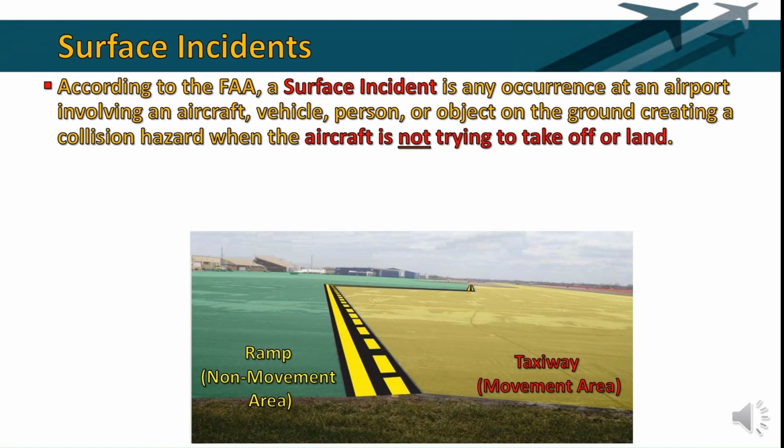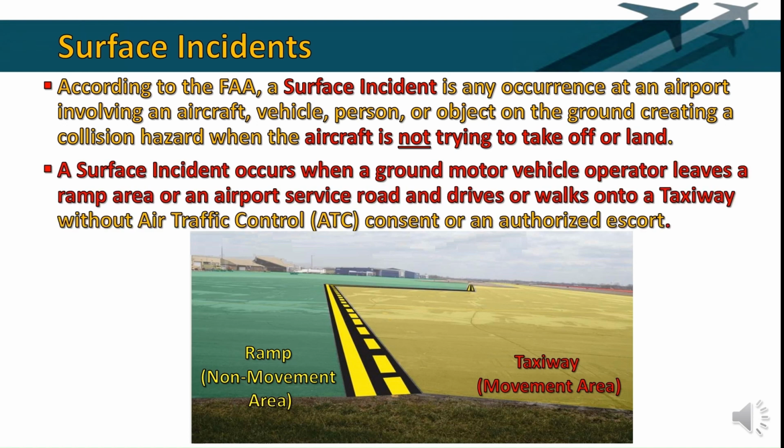Surface incidents. According to the FAA, a surface incident is any occurrence at an airport involving an aircraft, vehicle, person, or object on the ground creating a collision hazard when the aircraft is not trying to take off or land. A surface incident occurs when a ground motor vehicle operator leaves a ramp area or an airport service road and drives or walks onto a taxiway without air traffic control consent or an authorized escort.